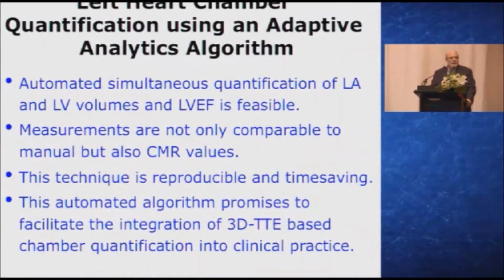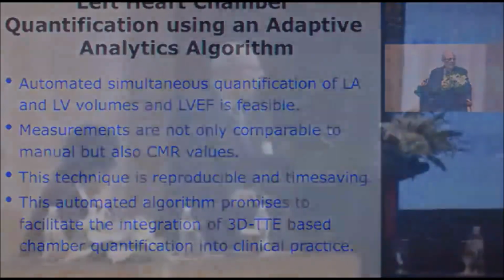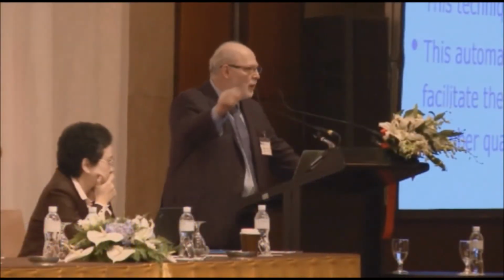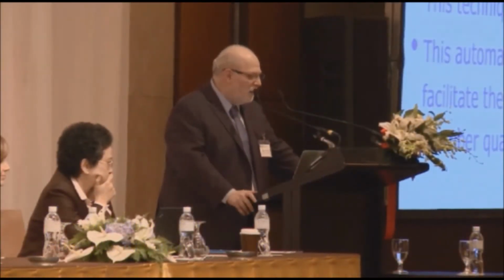So in my opinion, automated simultaneous quantification of left atrium and left ventricular volumes is possible. And hopefully, if we all meet soon, we will be able to do also the right ventricle and the right atrium, all from a single beat or with 2 different acquisitions. These measurements are comparable to CMR, and they're also comparable to when you draw a 3D echo with your hand.